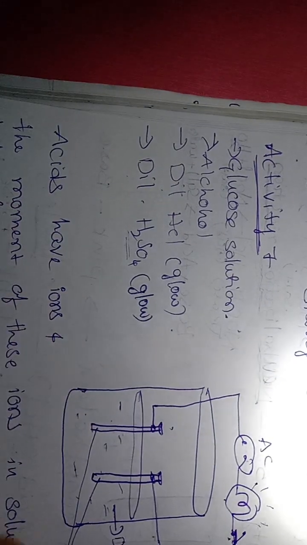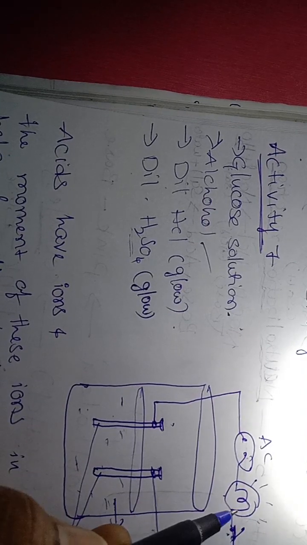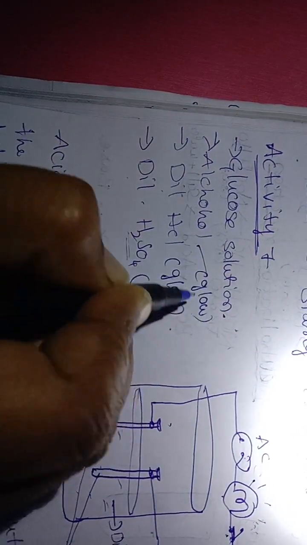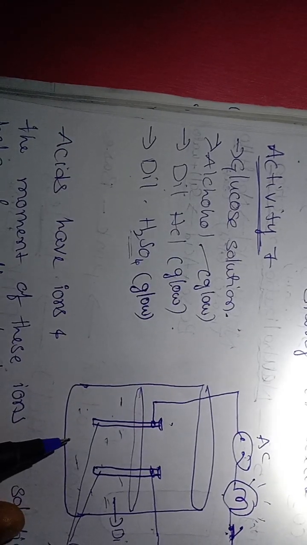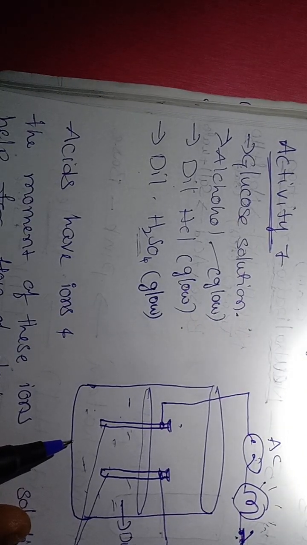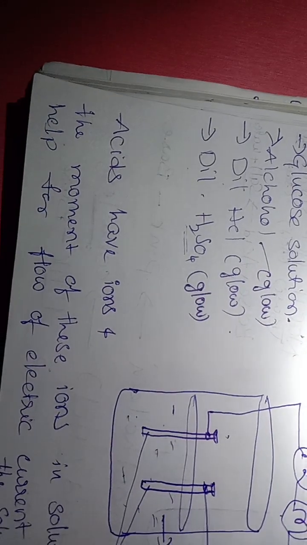Now empty the beaker and add alcohol. After switching on, the bulb will not glow in this situation. Now empty the beaker and add glucose solution. Now switch on the circuit. Will the bulb glow? No. So from this what you are concluding is that acids have ions.